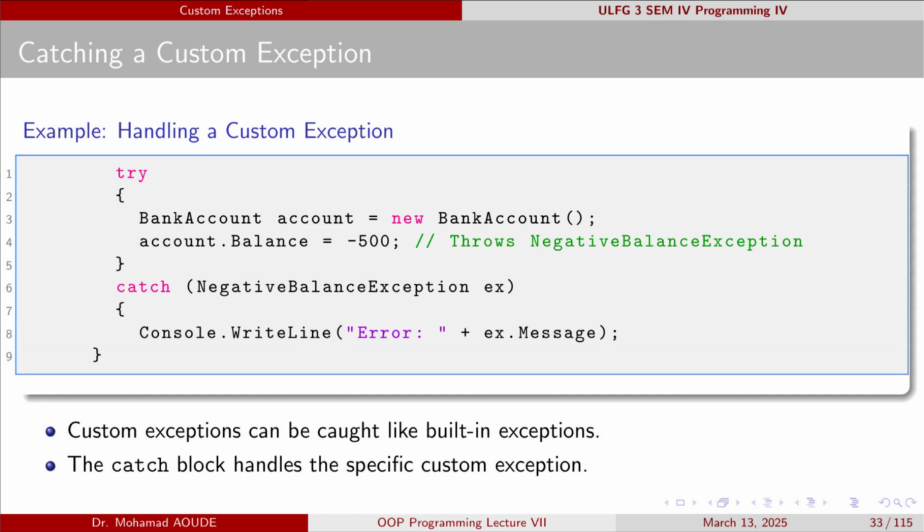Now we use a try-catch block to catch the exception if it happens. We attempt to set the balance to -500, which violates our rule, and the NegativeBalanceException is thrown. The catch block prints a user-friendly error message. This way, we enforce logic while keeping the program responsive and safe.